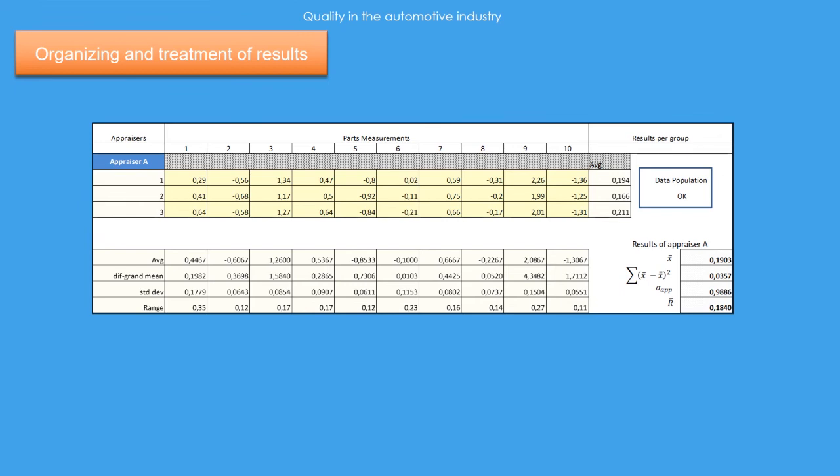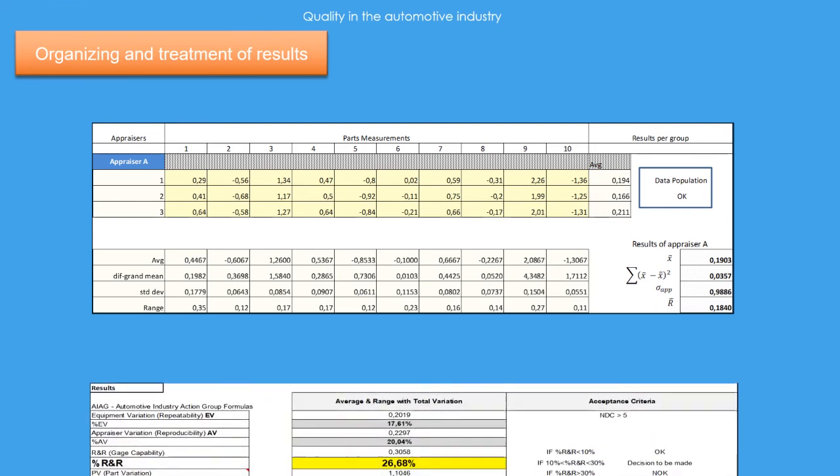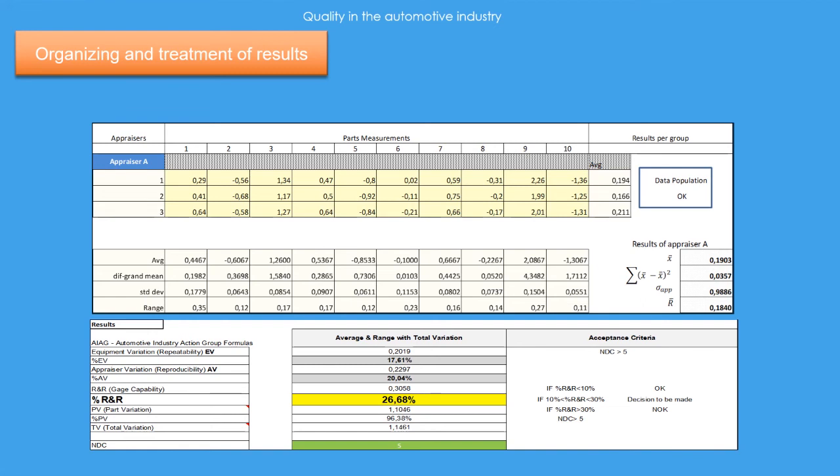As you can see, he calculates the average value for every part, its range, and then the average value, standard deviation, and range of all the parts measured. With that done for every appraiser, we can calculate then the components' repeatability and reproducibility of the study. And later on, we will be able to make a judgment of the system.